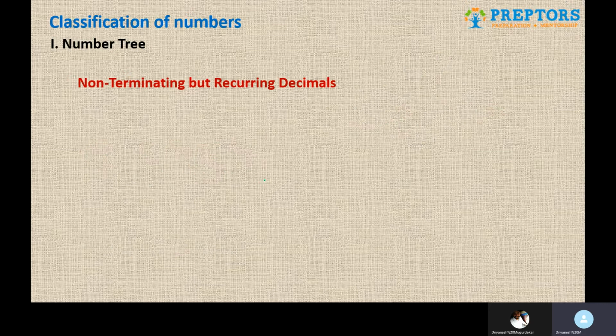Then the next one is non-terminating decimals. Obviously, you understand that they should not stop, they should just keep going on. And those non-terminating are further classified into two types. One is recurring decimals and one is non-recurring decimals. As the name suggests, for recurring decimals, the simple identification is that one of the digits or the pattern of the digits will keep repeating itself infinitely.